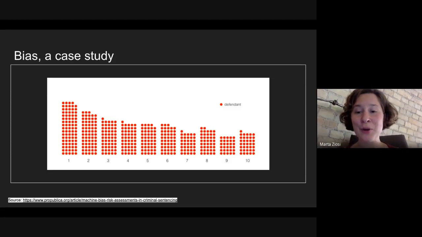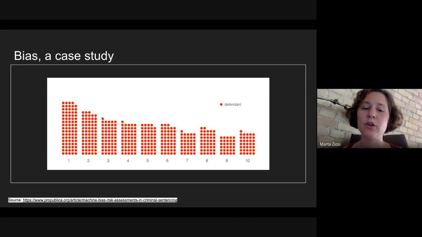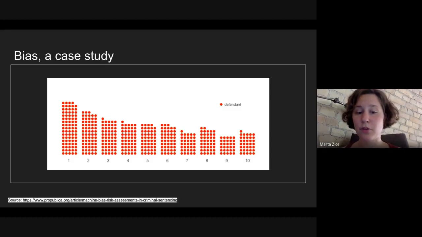Okay, so we go into our case study. Remember, you see numbers from 1 to 10. This is the risk, okay? The ones on the left have low risk, and the ones on the right are high risk, and all these dots represent the defendants. Some of those will be jailed pre-trial, so they go to jail. Others will instead be released immediately. These are the two outcomes. Some will go on to be rearrested after they are released, and others will not. This is important to know beforehand.